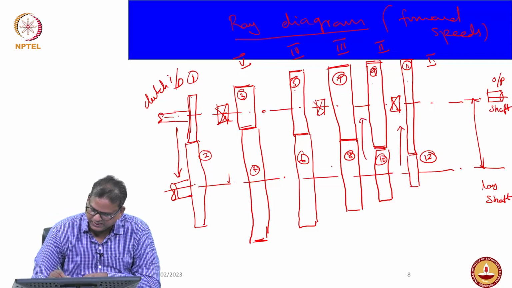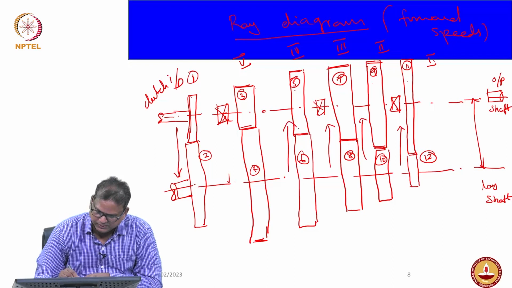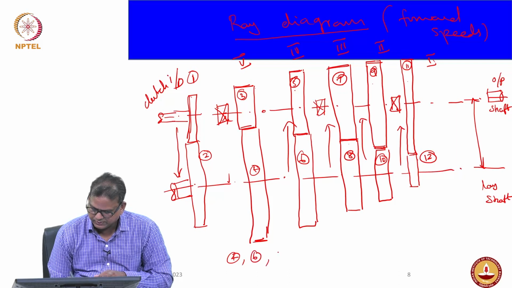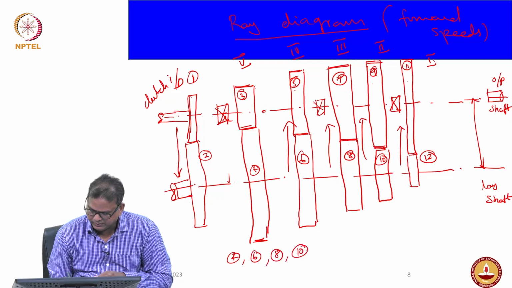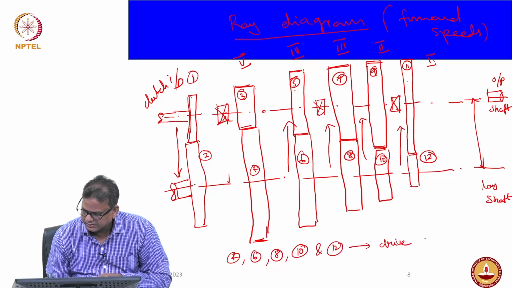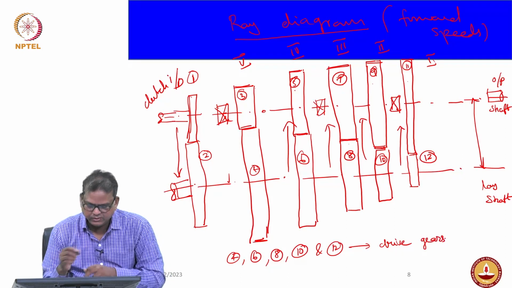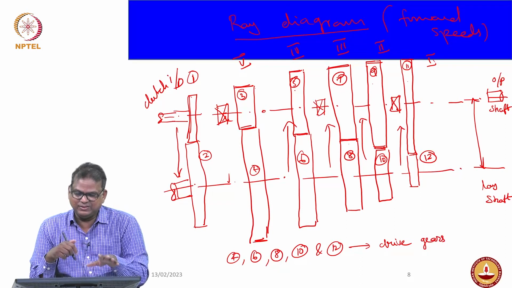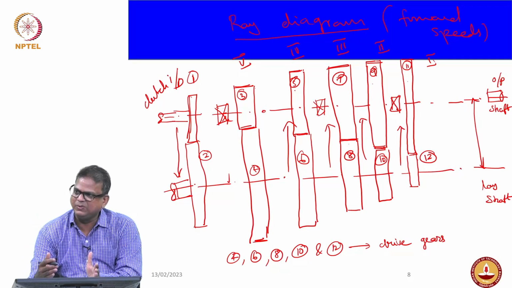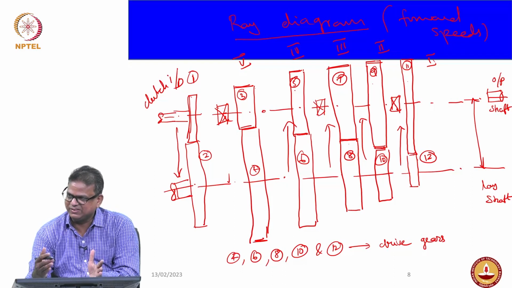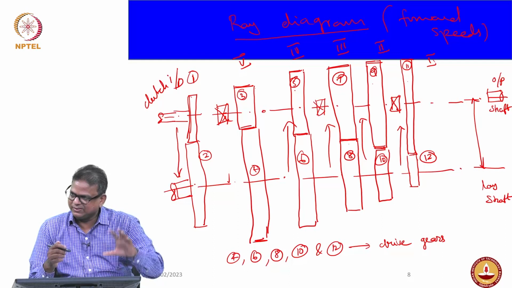So in that case gears 4, 6, 8, 10 and 12 are drive gears. Yes, gear number 1 is also a drive gear. But when you say gearbox, we consider only the first 5 gears. That is coming from the engine.